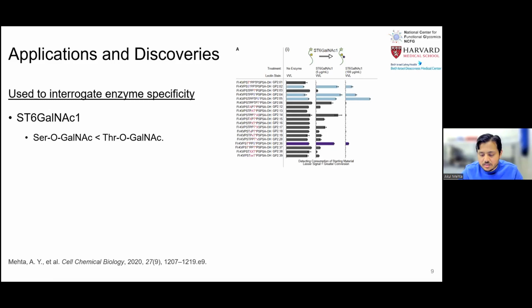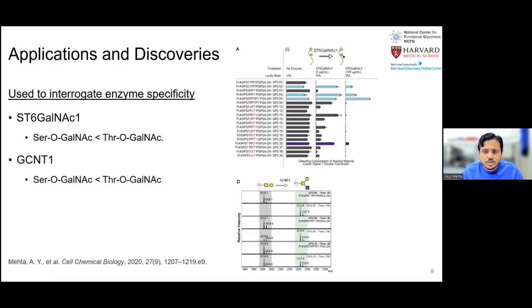So it was good to see this being validated using our methods as well. We also checked GCNT1, which is the enzyme which puts on the GlcNAc on the core glycans. And in this case, we were using MALDI and HPLC to monitor the reactions. And here too, these are the threonine containing glycopeptides, the first two ones, and this one is serine containing.